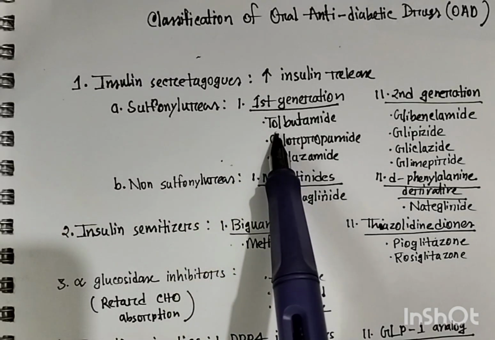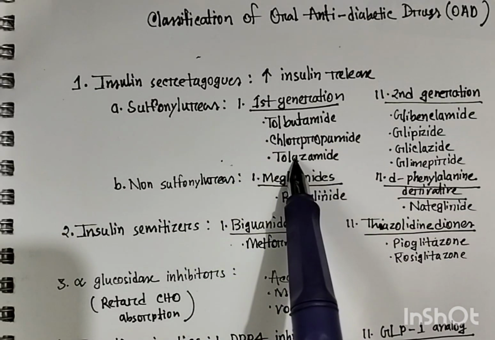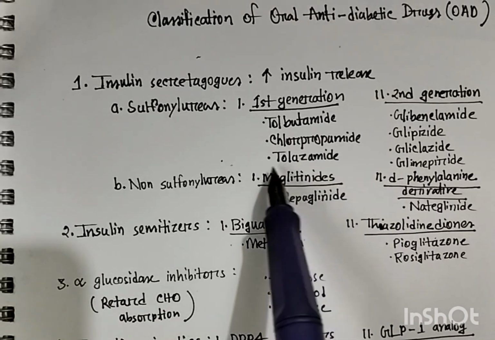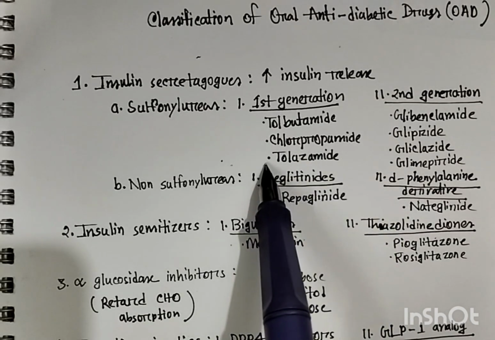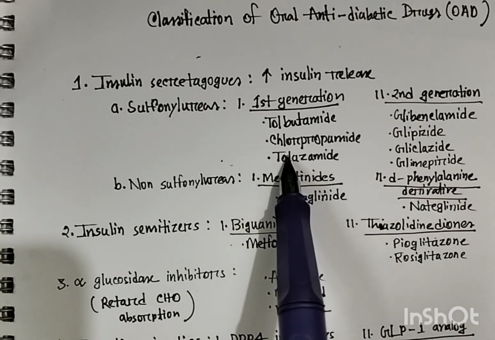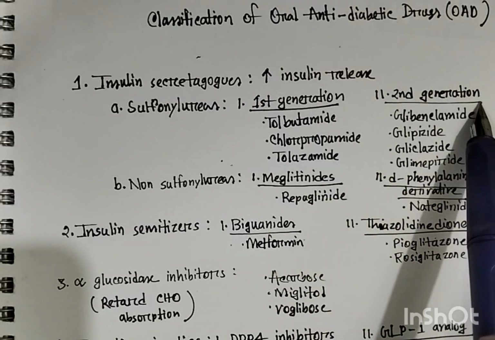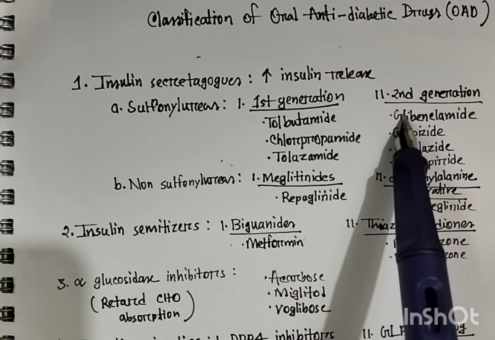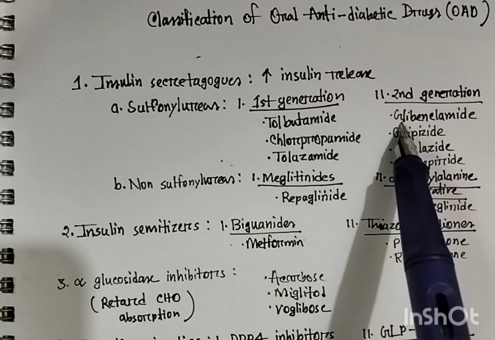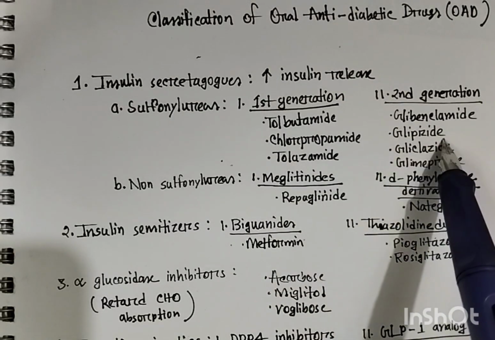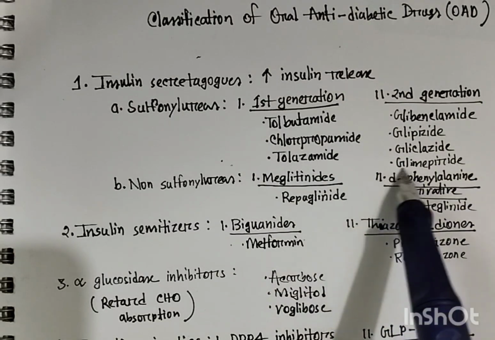First generations are tolbutamide, chlorpropamide, and tolazamide. These are not used these days. We use the second generations. Second generation sulfonylureas are glibenclamide, glipizide, gliclazide, and glimepiride.